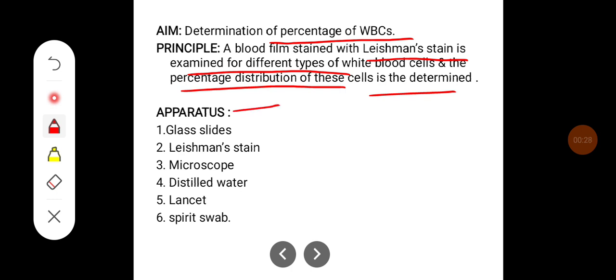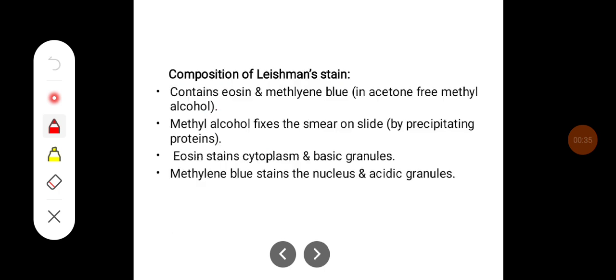The apparatus required are glass slides, Leishman stain, microscope, distilled water, lancet, and spirit swab. If you see the composition of Leishman stain, it contains eosin and methylene blue, which is dissolved in acetone-free methyl alcohol. So it should be acetone-free because acetone is a decolorizing agent and it is going to lyse the cell membranes, especially RBCs. The function of methyl alcohol is to fix the smear on the slide.